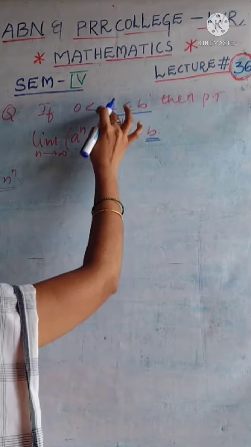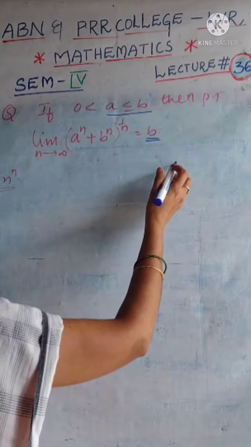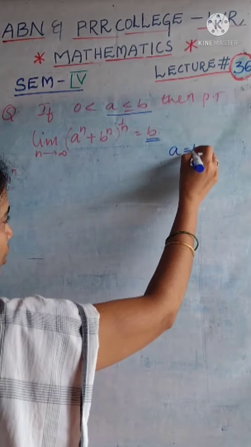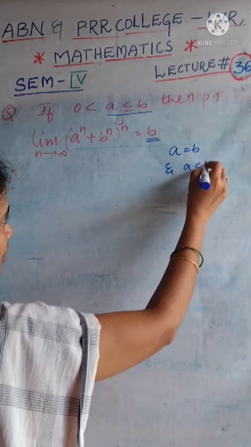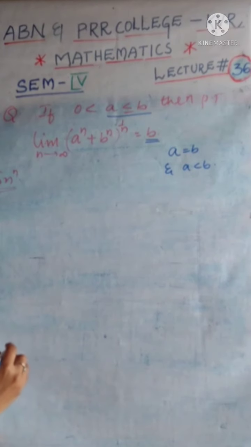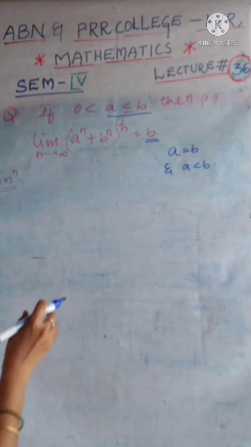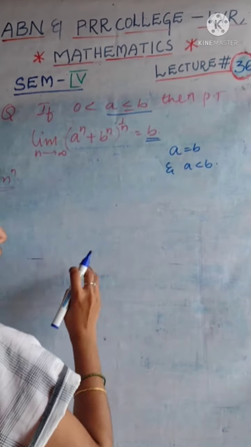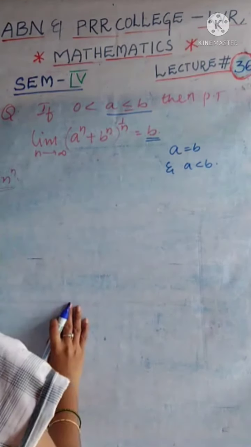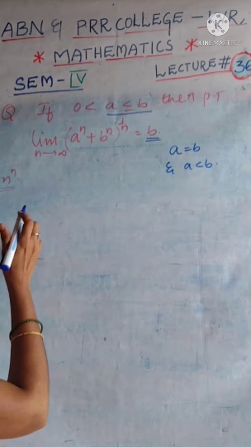On observation, we have two relations between a and b. That is, a is equal to b and a is less than b. So the solution also consists of two cases, because in the first case we have a equal to b, and in the second case a is less than b. What happens? Let us discuss.